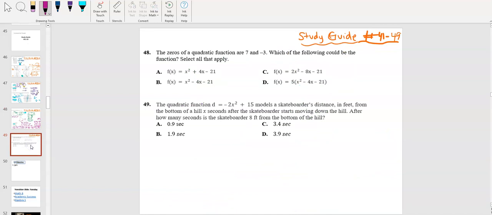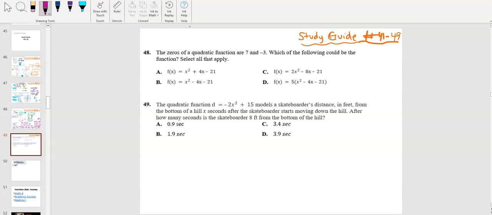And then the last two problems we're going to look at, we've got the zeros of a quadratic function, which we can solve a couple different ways. So one way that we can do it is actually take the zeros and plug them into each of these problems, since they are multiple choice problems, and see which ones make sense.